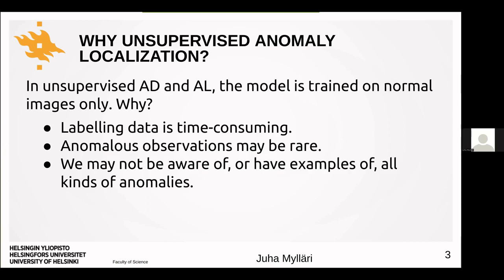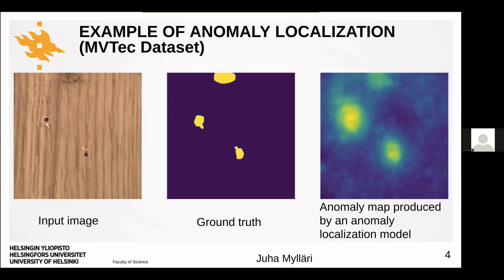Why would this be the case? Well, quite simply, labeling data is time-consuming, especially if you're going to do it on a pixel level. In addition, it may be the case that anomalous observations are rare. You may not be able to find enough of them in time to train your model. Finally, even if you have some anomalous observations, there may be novel kinds of anomalies that you haven't encountered yet. And ideally, it would be nice if your model would be able to pick up on those too.